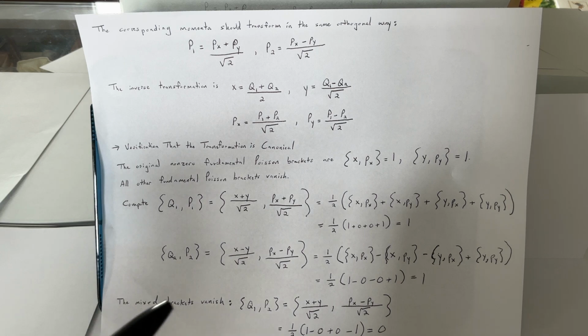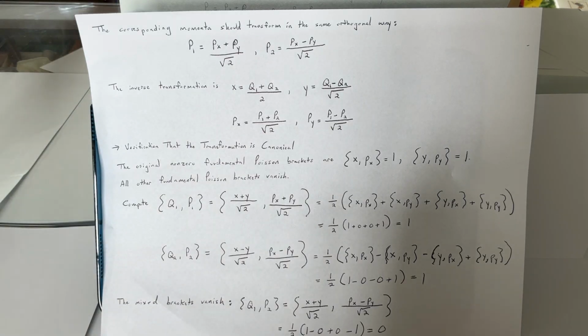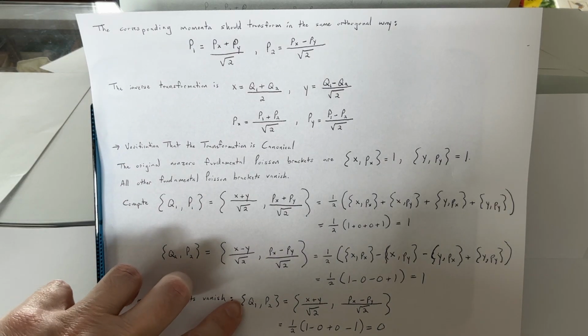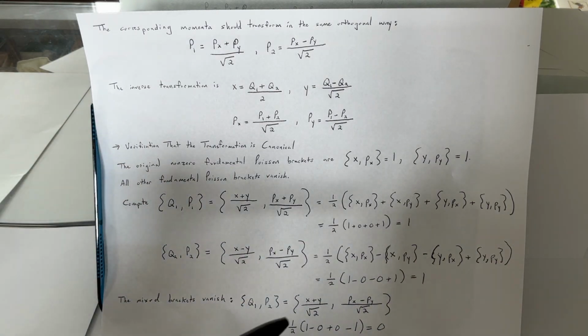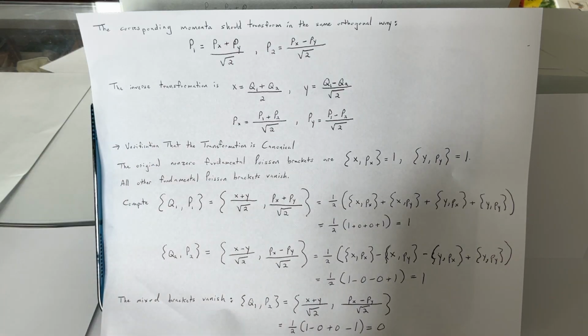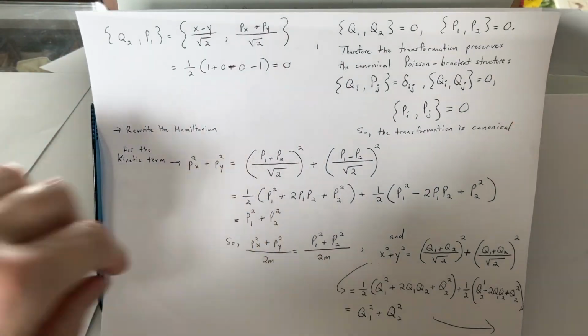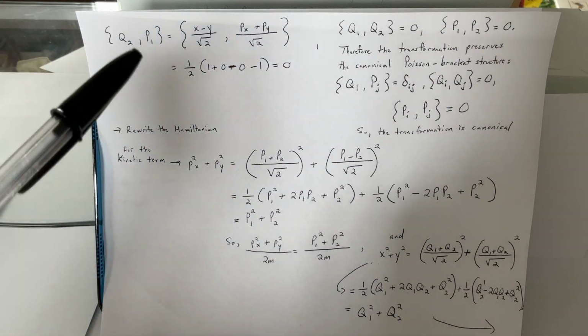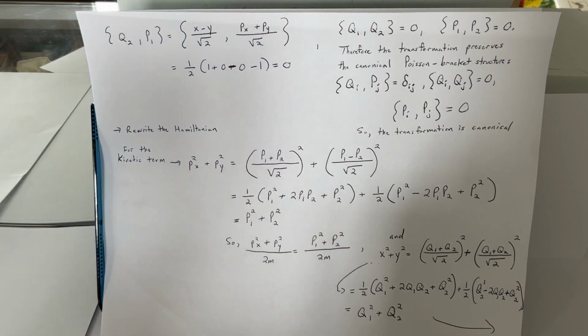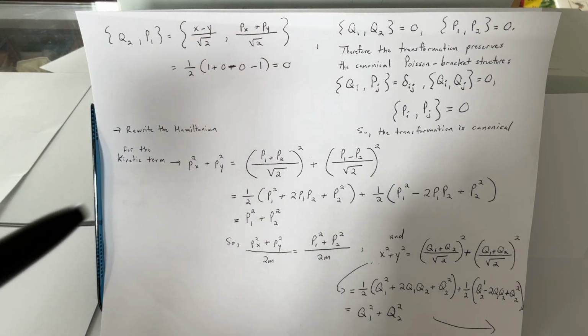So the mixed brackets vanish. {q₁, P₂}, that's (x + y)/√2 with (pₓ − p_y)/√2. And then we wind up getting here 1/2 times the quantity 1 − 0 + 0 − 1, and that equals 0. And then moving forward here, for {q₂, P₁}, that's (x − y)/√2 with (pₓ + p_y)/√2.